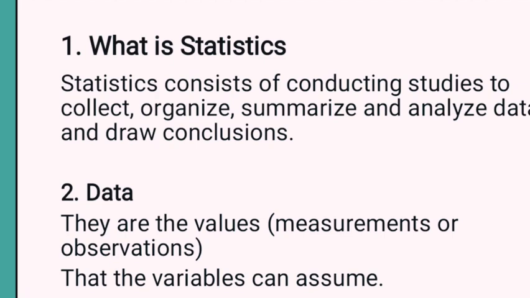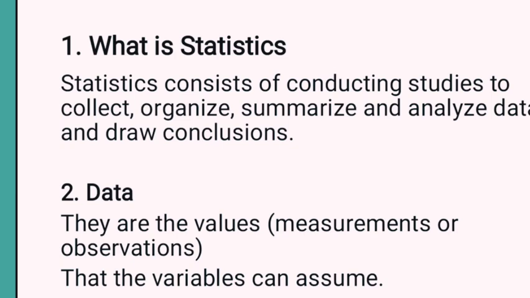Now let's look at the definition for statistics. Statistics consist of conducting studies to collect, organize, summarize, and analyze data, and finally draw conclusions about that data. So the main aim of statistics is to collect data, organize that data, make a summary out of that data, analyze that data, and finally draw conclusions about the data. You realize that the scope or definition of statistics is a scientific way of using data to actually solve problems. Now let's look at the definition for data.